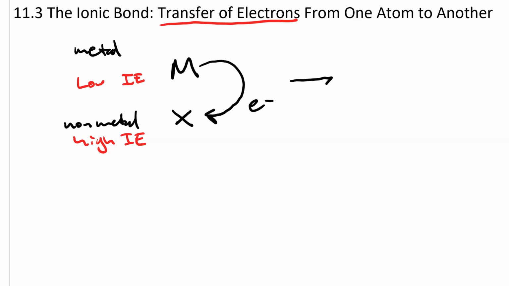After the electron transfer, the metal, which gave up a unit of negative charge, is now a cation with a net positive charge. And the nonmetal, which gained a unit of negative charge, is now an anion with a net negative charge. And the ionic bond is the attractive force between the positive and negative charges on the two ions.